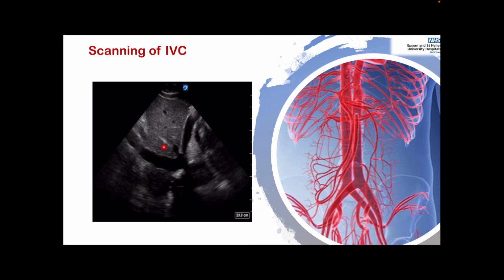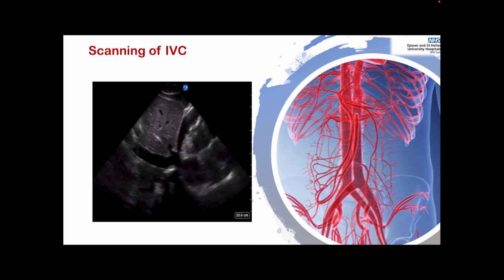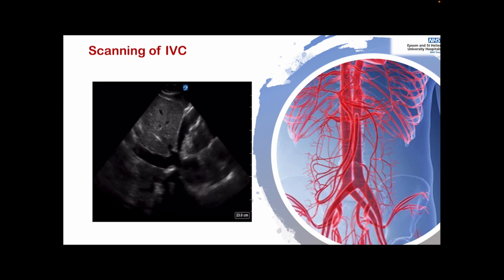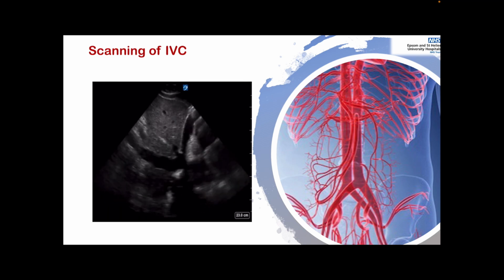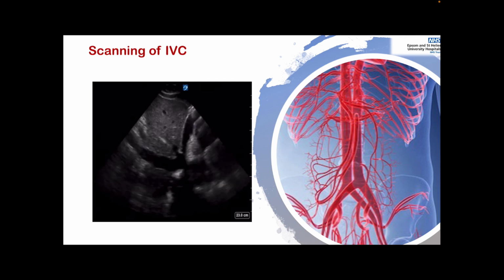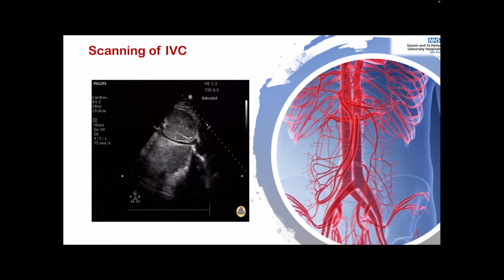So we'll see how the inferior vena cava behaves when we do an ultrasound scan. You can see that it is plethoric, engorged. It's not reducing with inspiration. So this is increased, or this is in obstructive shock.